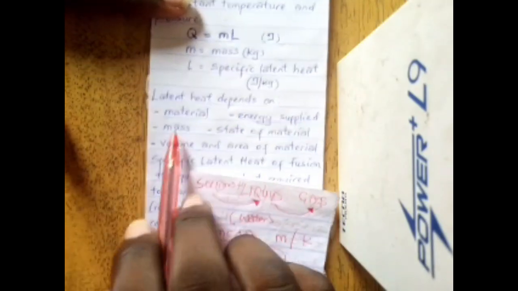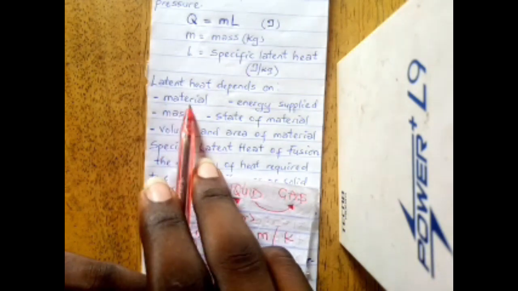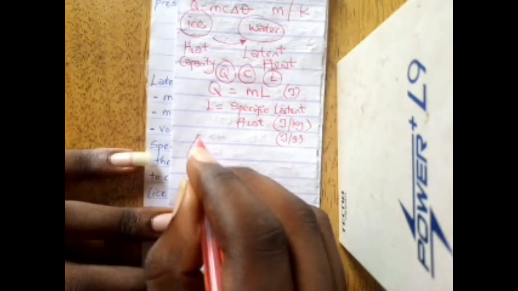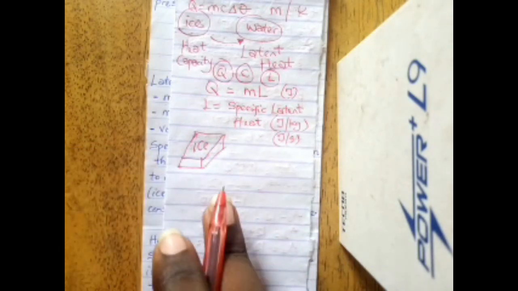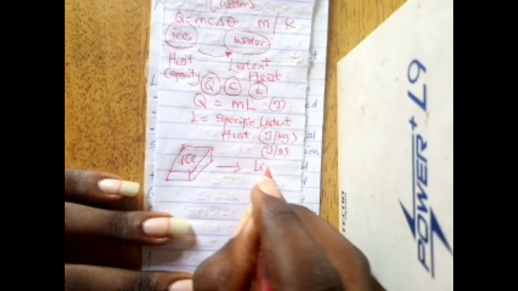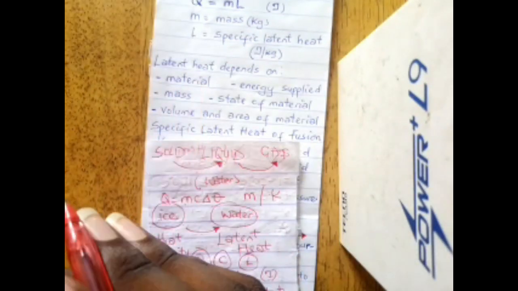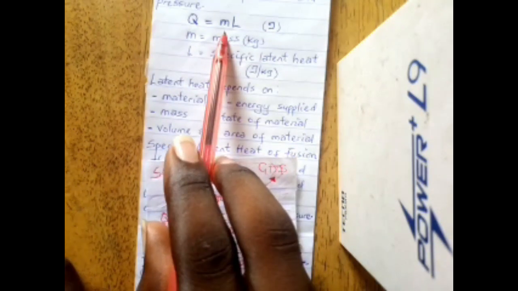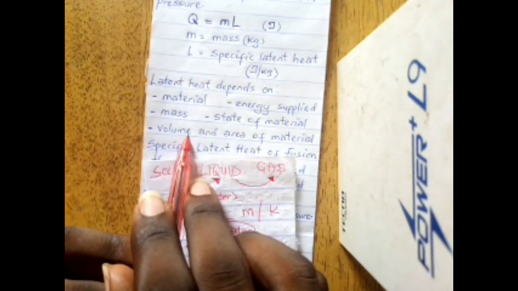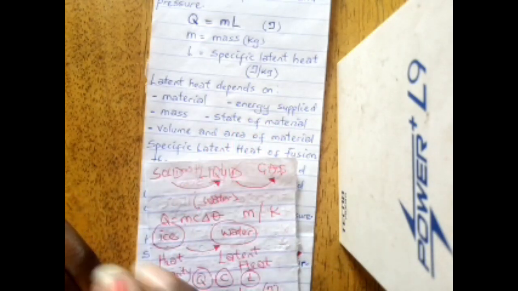Latent heat depends on certain factors. Say you have ice and you want to convert it into liquid. The amount of heat required depends on the material, first, the nature of the material we are dealing with. It depends on the mass of the substance, on the volume and the area of the material, on the energy supplied, and on the state of the material.